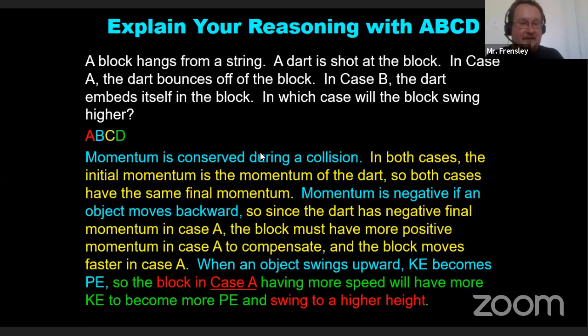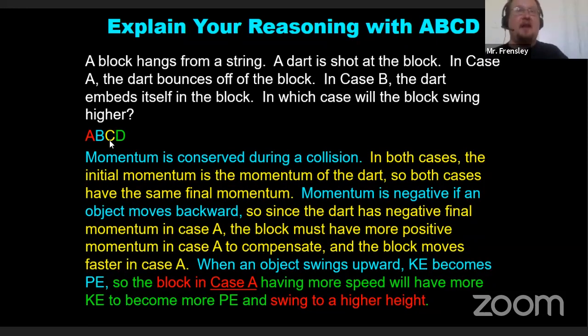B is all the basic physics, which is in blue. The momentum is conserved in a collision. Momentum is negative if an object moves backwards. Those are always true. When an object swings upward, kinetic energy becomes potential energy. But C in yellow is where I'm connecting to this situation. In both cases, in this situation, the momentum is the same before and after.